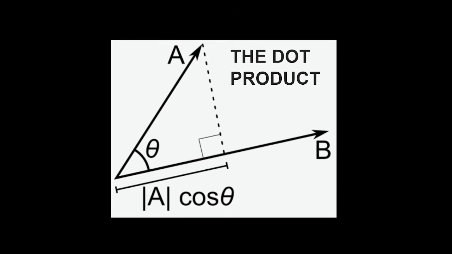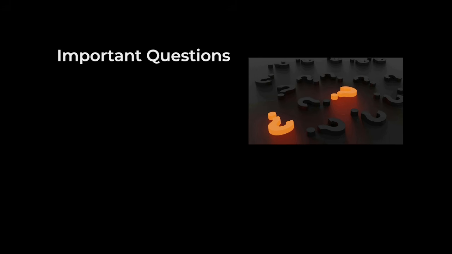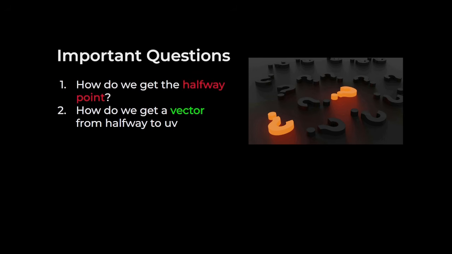It will make a projection of A on B, and as long as the B vector in this diagram is normalized, the length will be that exact projected length, A cos theta, which is the one we need. And then we'll get our answer. As long as that makes sense to you in theory, we can move on to answering these important questions. How do we get the halfway point? How do we get a vector from halfway to UV? And what vector do we project that onto?